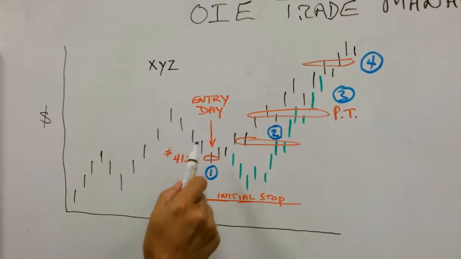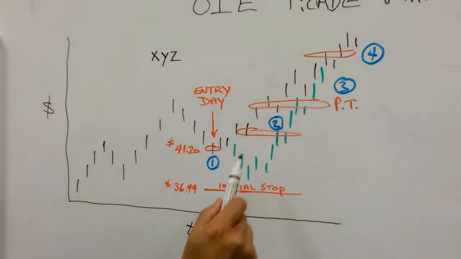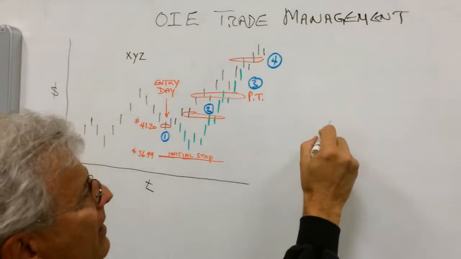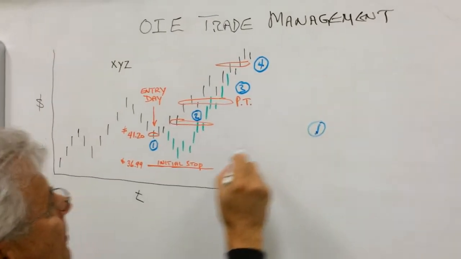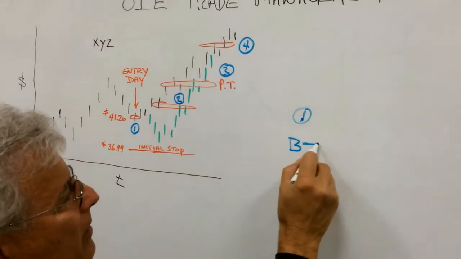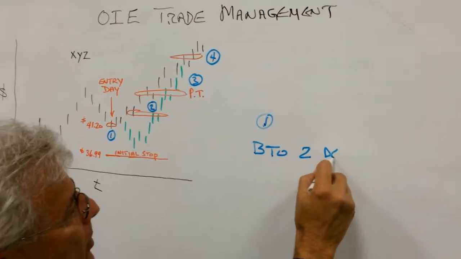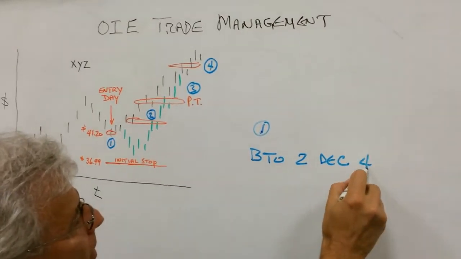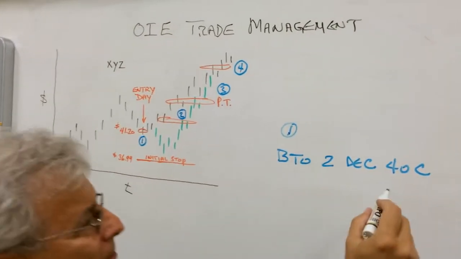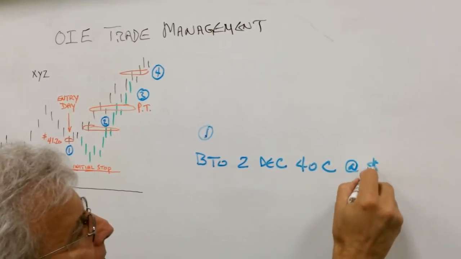Now we're going to go ahead and buy that, but then we're going to load in our initial stop and a profit target. So let's do that first. At point 1, the entry day, we're going to buy to open 2 December 40 calls. We want to be in the money, so we want to be below the price of the stock, let's say at $2.